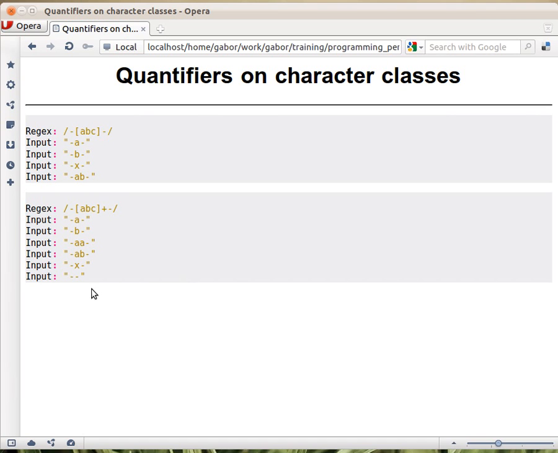If I wanted to make sure that this also matches, I could do that by changing the plus to star, and that would match all the others that were matched earlier, plus this one, where there is no character between the dashes.